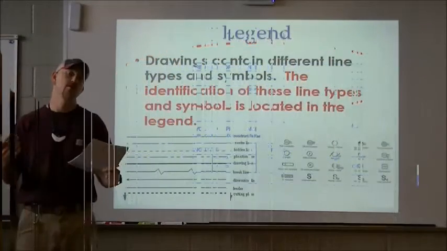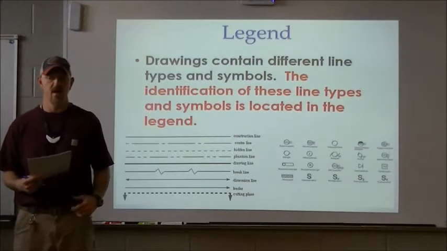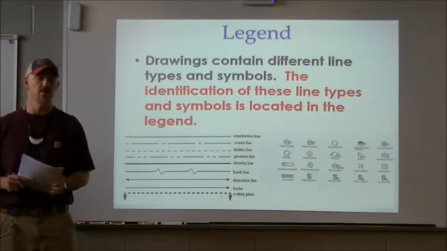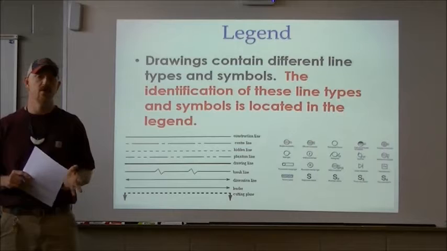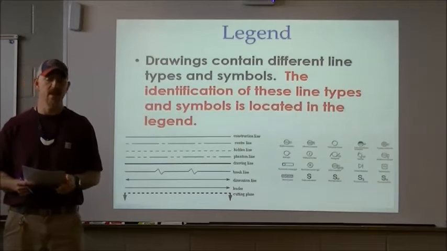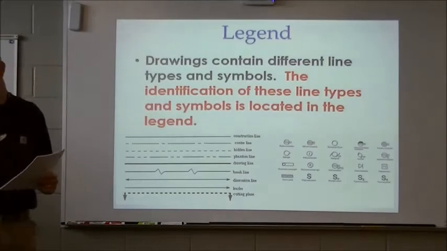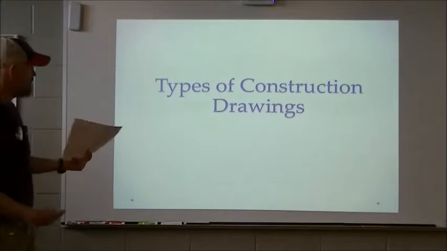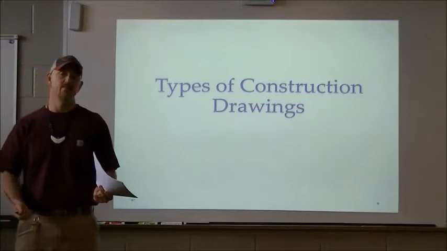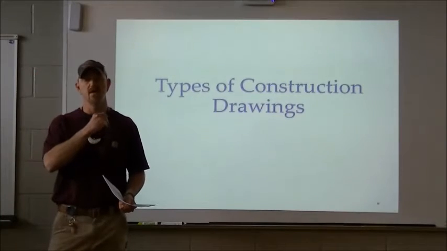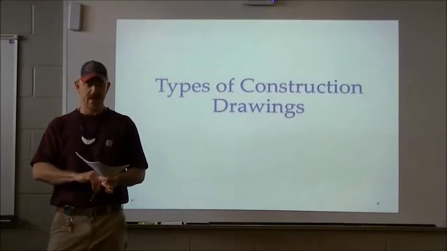So the legend just identifies the different symbols that are on the drawing. It could be a line type or a duplex receptacle. It could be a lot of different things, but the legend is what shows what those symbols actually mean. Now that we've talked a little bit about the parts of a specific drawing, we're going to talk a little bit about the different types of drawings.